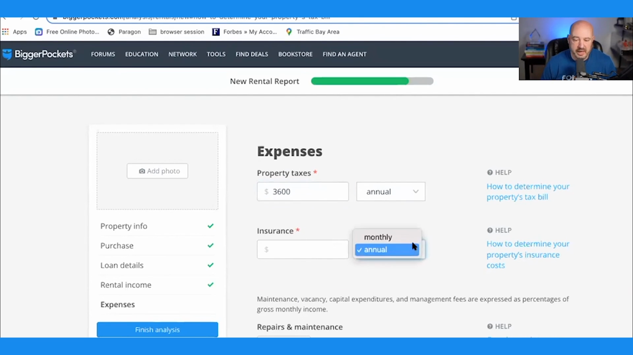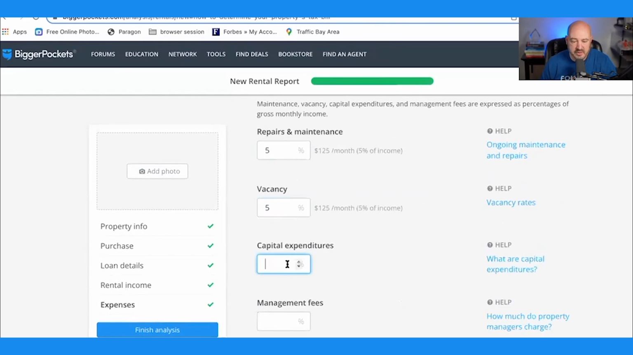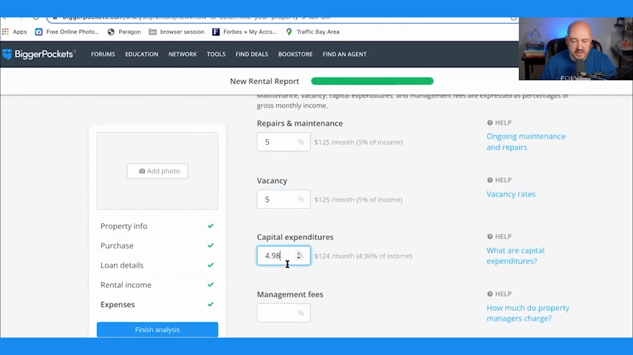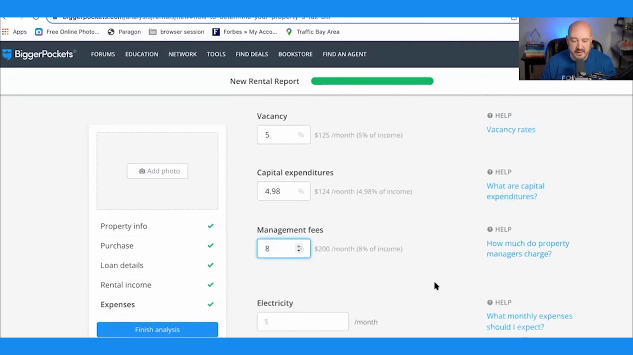Insurance, I know for a property like this, it's going to be probably right around $30 a unit. So let's go ahead and make that $120 a month for insurance. Repairs and maintenance, we typically budget 5% of the rent to cover that, 5% to cover the vacancy, 5% to cover capital expenditures. And on this one, we're going to put 8% under property management fees. Now, if you're trying to figure out how much you should put in, you have all of this right here that will tell you how to do that.